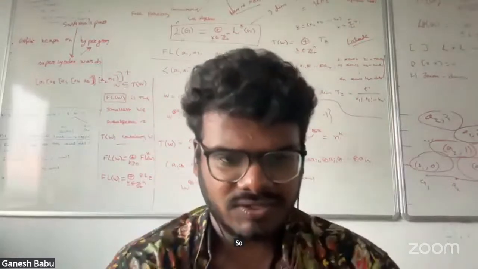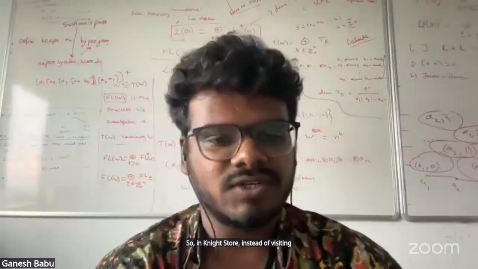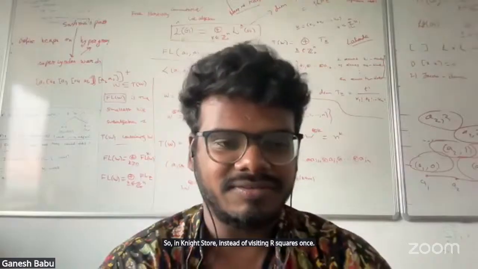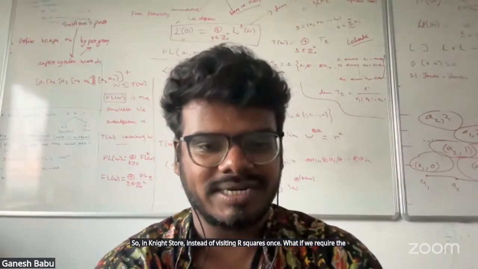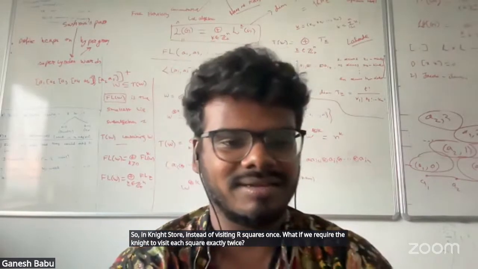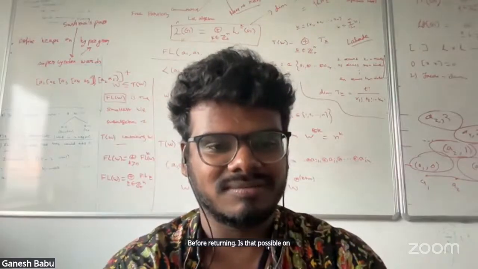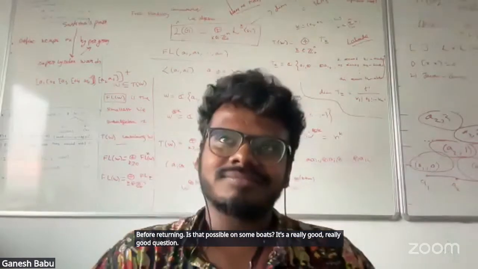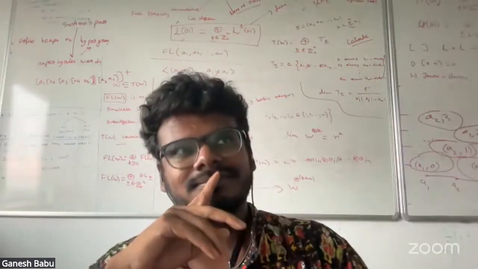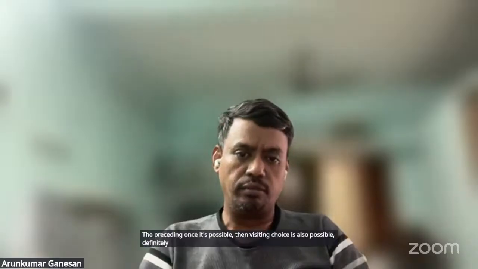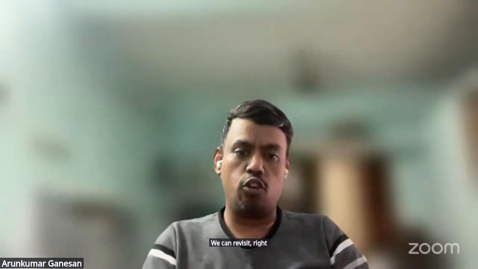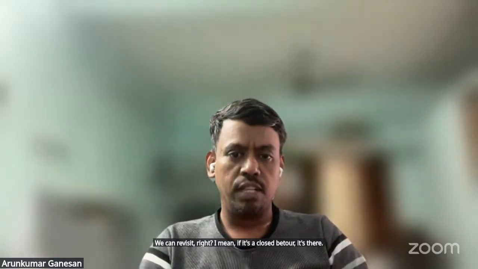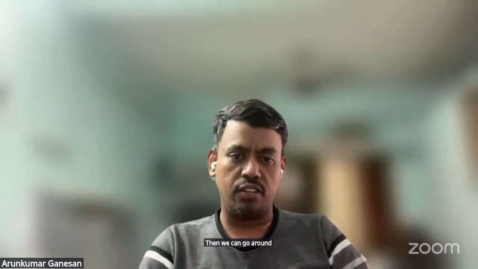So in knight's tour, instead of visiting all squares once, what if we require the knight to visit each square exactly twice before returning? Is that possible on some boards? It's a really good question. If visiting once is possible, then visiting twice is also possible, definitely. We can revisit, right? If a closed tour exists, then we can go around it twice to start with.